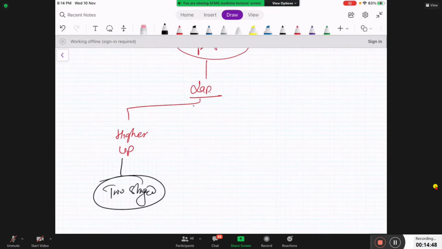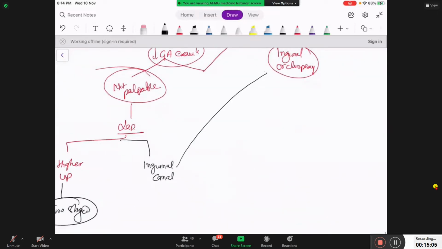Right? Now, if the testis is found to be in the inguinal canal, you are doing a laparoscopy, and under G also you could not palpate, but on laparoscopy you could see that it is in the inguinal canal, you will again do inguinal orchiopexy.